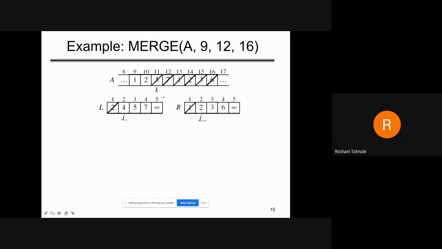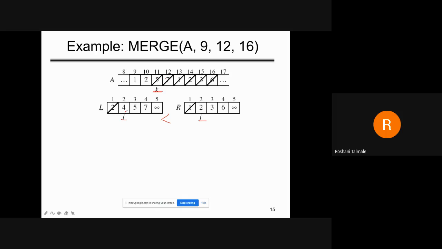Why is K required? Because finally we are putting all these final values. If I am comparing 4 with 2, for comparison I am using I and J, but whatever the output is, I have to keep it in a third different array. So what is the position in that third array? Place it at the 10th position, 11th position, 12th position. This will be told by this K value.